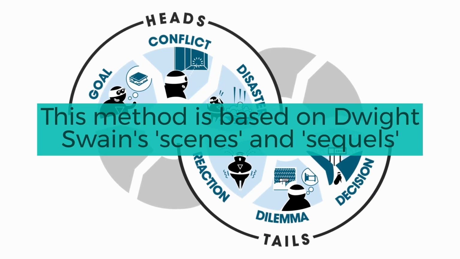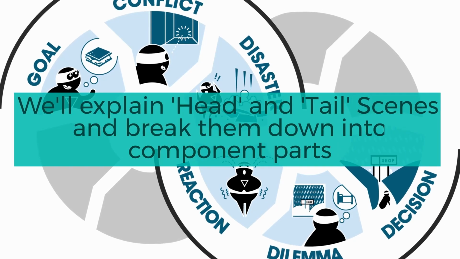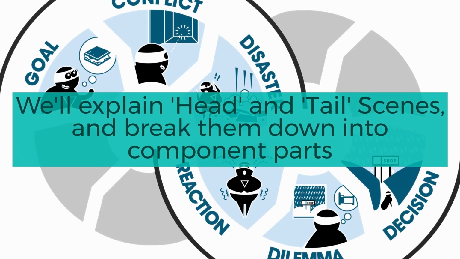In this video, we'll explain the technique of using head and tail scenes to balance action and reflection in your novel and break them down into smaller components.